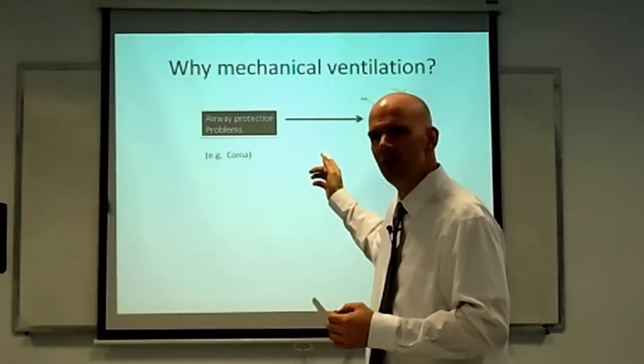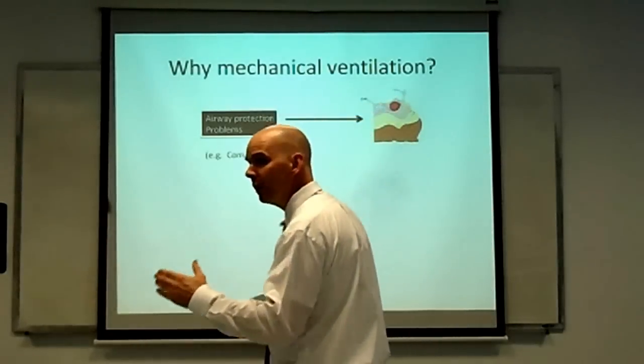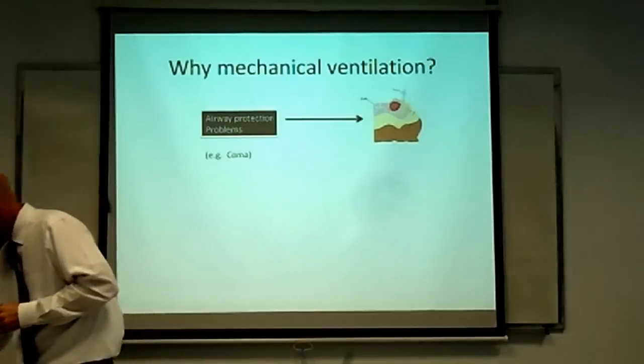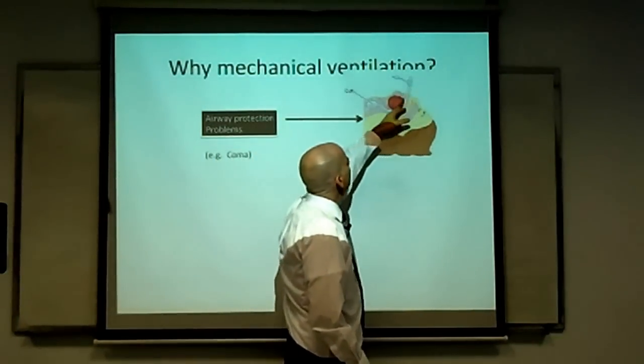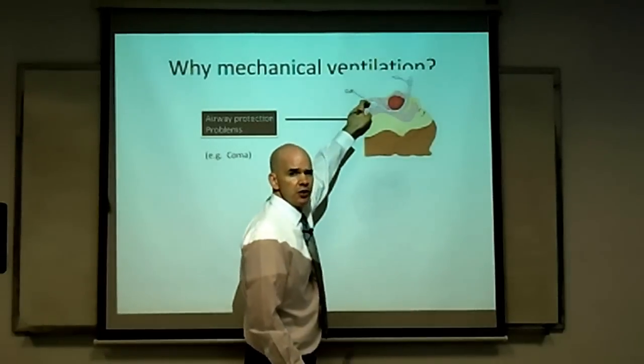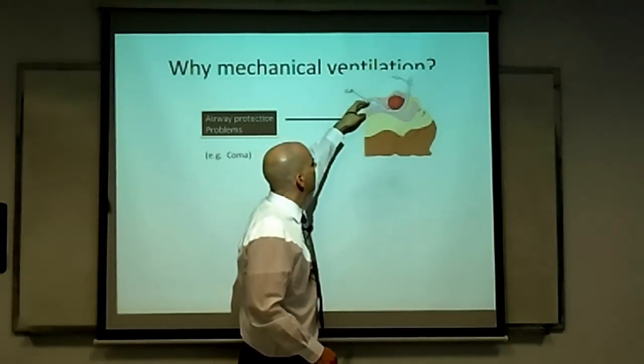Positive pressure ventilation can help us with this. It can help protect the airway where the patient can't himself. Here's how. Basically, the ventilator tube goes down into a patient's trachea, right? That's just part of how it works.